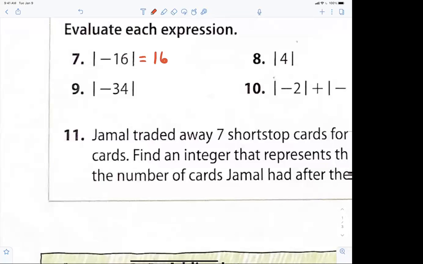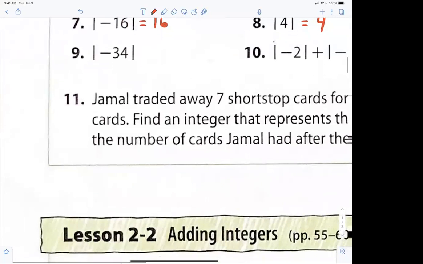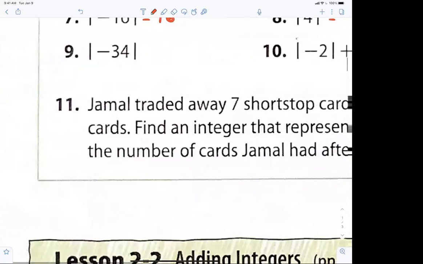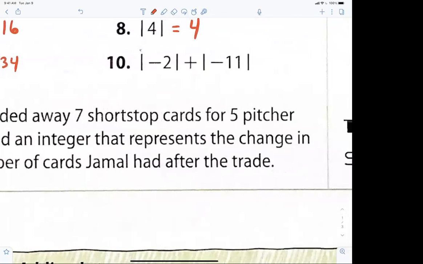Okay. Max, am I on you? Number 8 is 4. Thank you very much. Number 9. Yes. I like this. All right, Mikey. What's the absolute value of -2? Absolute value of -11. 11. Final answer, you're correct. 13.